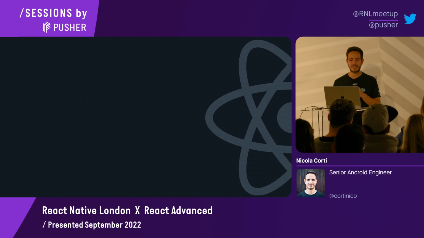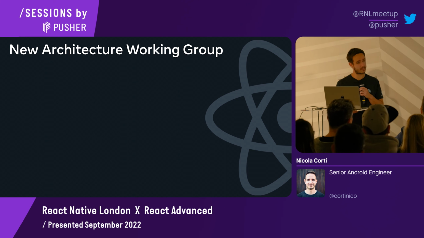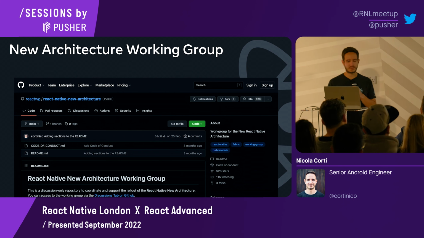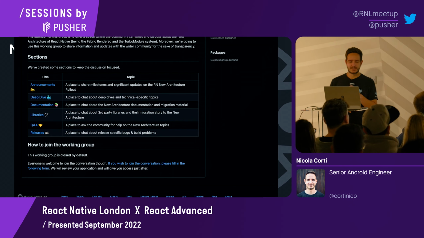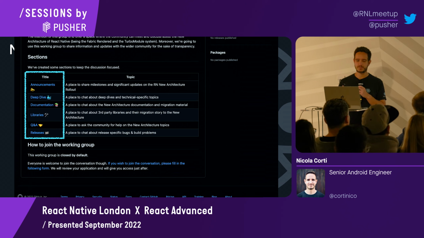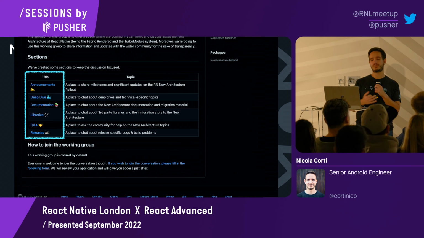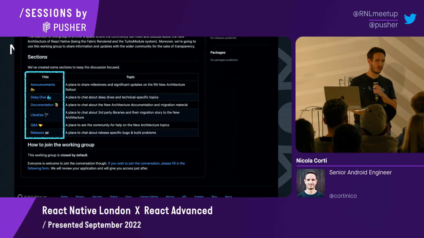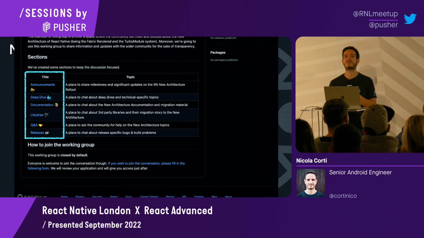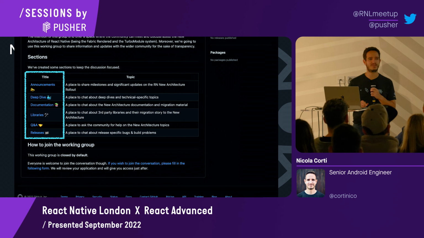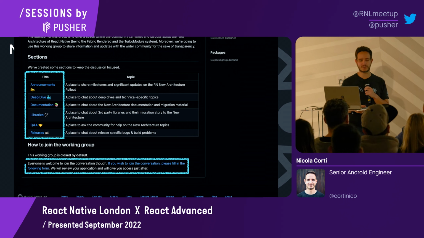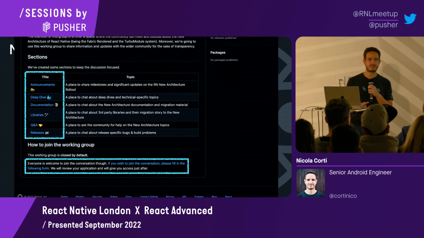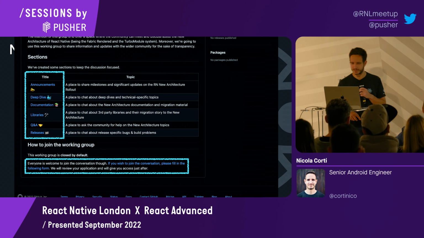Other initiatives that we have in place is the New Architecture Working Group. This is a discussion-only GitHub repo where you can join. It's divided in sections. There are specific sections for talking about libraries, talking about documentation, giving feedback, and so on. And it might look closed. Like if you go there now and try to write, you will not have permissions. That's why you need to apply through the form. You will find it in the README. We are doing a little bit of spam prevention here.